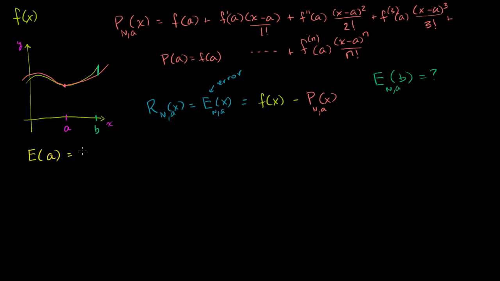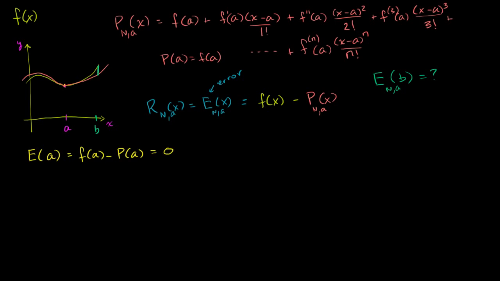So the error at a is equal to f of a minus p of a. And once again, I won't write the sub n sub a. You can assume it. This is an nth degree polynomial centered at a. And these two things are equal to each other. So this is going to be equal to 0. And we see that right over here. The distance between the two functions is 0 there.